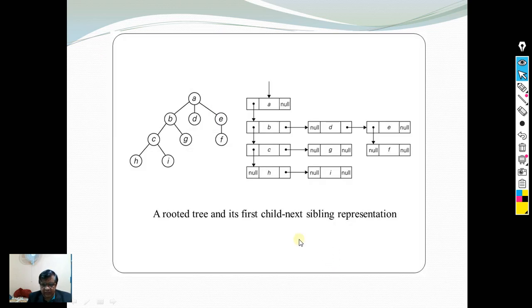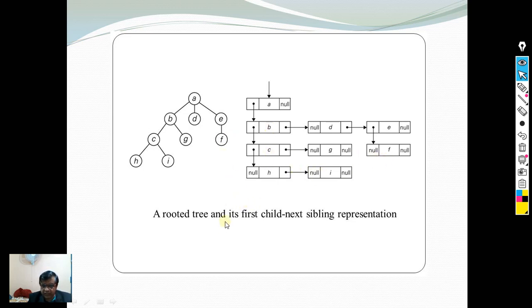Okay, a rooted tree is represented something like this. This is the root. The left pointer is connected to the left pointer of B, and B is connected to D, which is connected to E. A is not connected to D, A is not connected to E. You should notice this here. And again, if B is the node, C is connected. The left pointer is connecting C, and C is connecting its own siblings. B is connecting its siblings, B is connected to A, C is connected to B, and C is connected to its siblings. It goes like this.